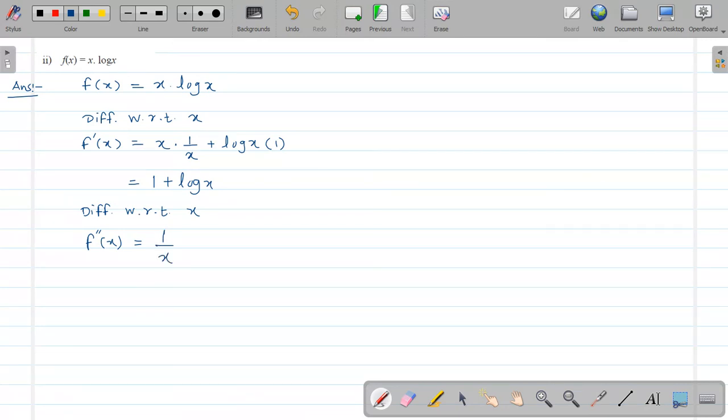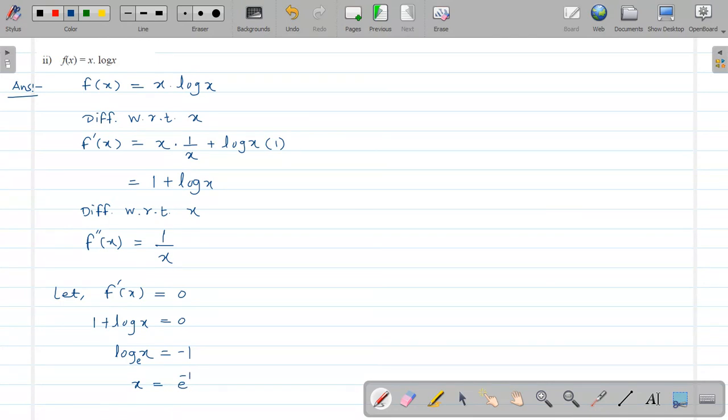Now what is our procedure? We have to consider that f dash x is equal to 0. So here in this case it is 1 plus log x is equal to 0. That means what? You will get log x is equal to minus 1. Now we have to solve this equation to get the value of x. Now we know the logarithmic and exponential form of the given term. So here log x is equal to minus 1. The base is by default e, and if you convert this logarithmic form to exponential form, then you will get x is equal to e raised to minus 1.